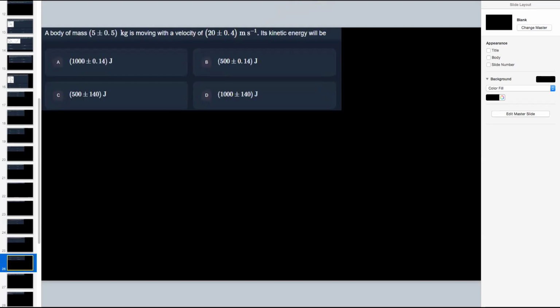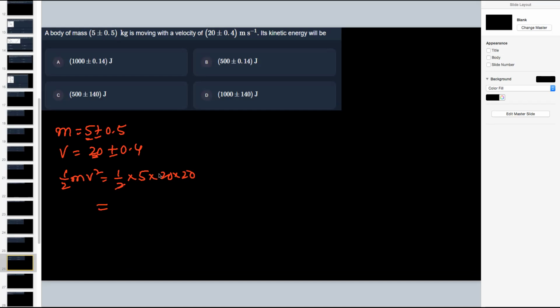Yeah, these are very important problems, this type of problems. A body of mass is given as 5 plus or minus 0.5. Velocity is given as 20 plus or minus 0.4. Then what is the kinetic energy, half mv square? Very simple. This is mass, this is velocity. We can write it is simply 1 by 2 into 5 into 20 into 20.